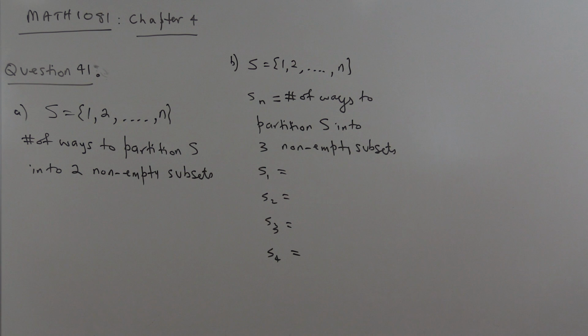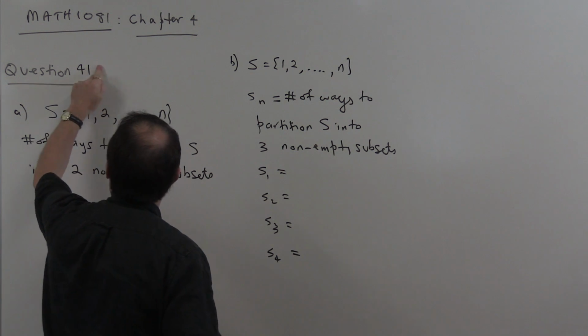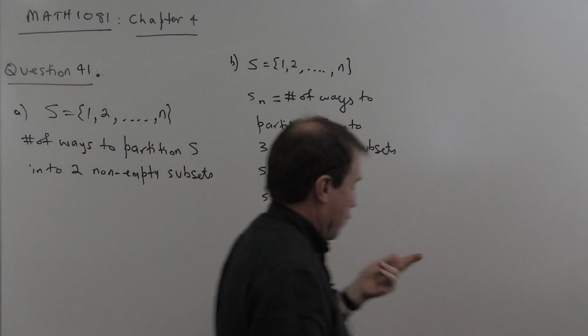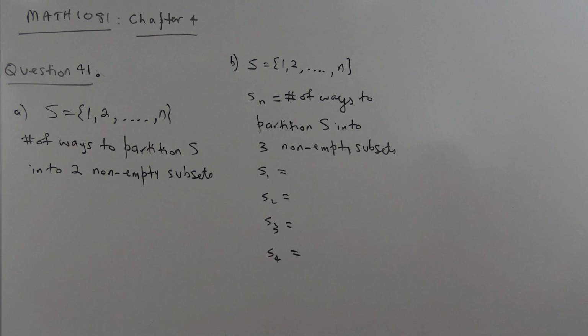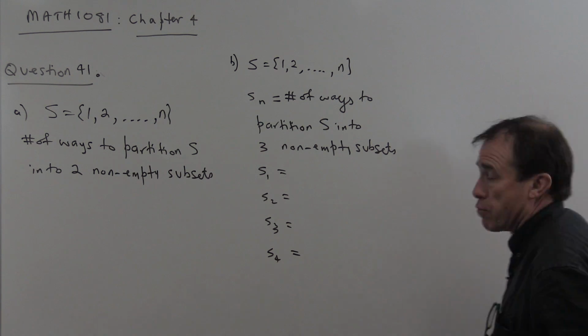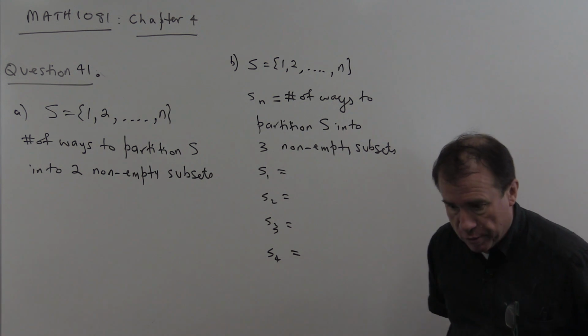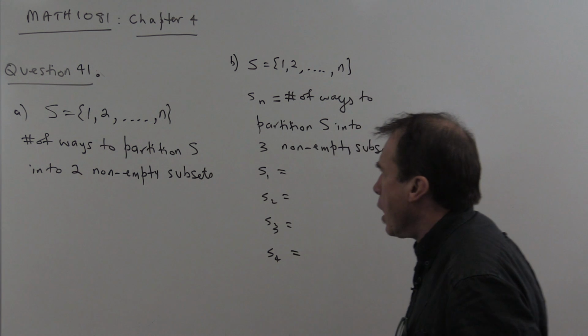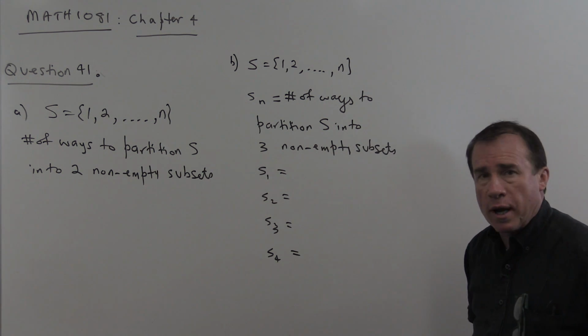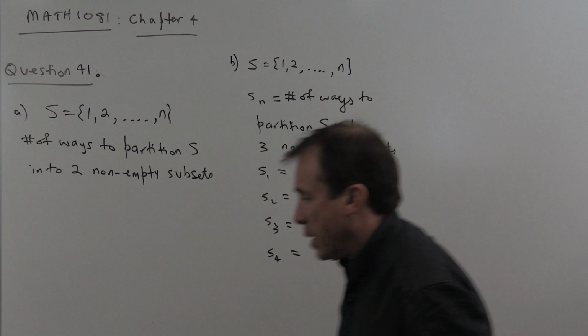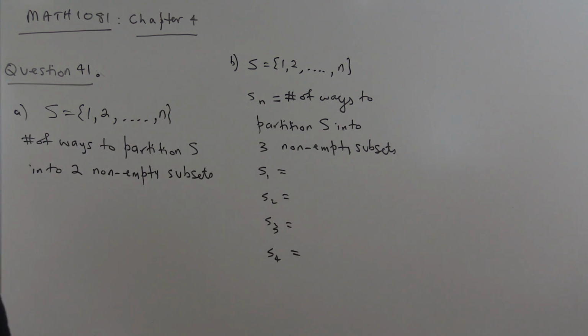Hello, this is Discrete Maths, MATH1081, and I'm going to have a look at question 41 out of chapter 4. This chapter is about combinatorial mathematics and using combinatorial ideas, and this section is on recurrences and recurrence relations. This is a hard question 41. It's marked with a star, and so this is a slightly more difficult problem.